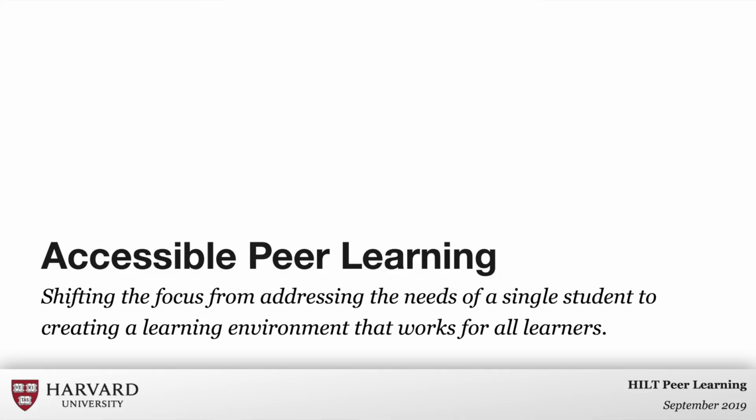So I'm going to talk a little bit about accessible peer learning, and I really like this definition of it, which says that it's shifting the focus from addressing the needs of a single student to creating a learning environment that works for all learners. I think this is really important because, like Amy mentioned, some of these disabilities are unseen. And so if you can create an environment from the start that is accessible and welcoming, that's going to go a really long way with your students.